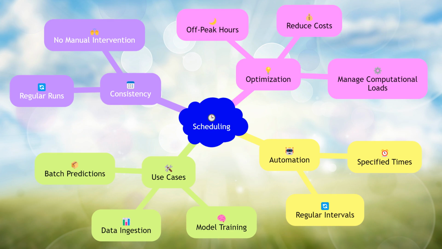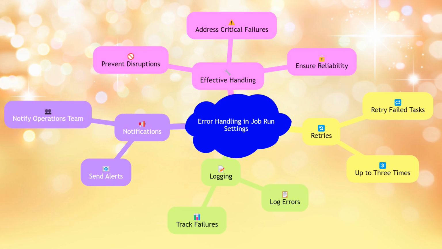Error handling is an essential part of configuring job run settings. It involves defining how your script should respond to various errors or failures that may occur during execution. This can include setting up retries, logging errors, and sending notifications. For example, you might configure your script to retry a failed task up to 3 times before sending an alert to the operations team. Effective error handling ensures that transient issues do not disrupt the overall workflow and that critical failures are promptly addressed, maintaining the reliability of your deployment.